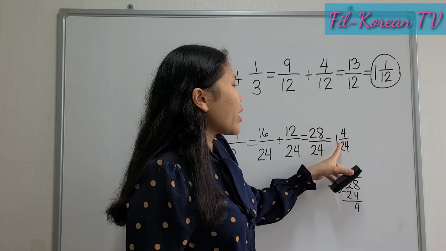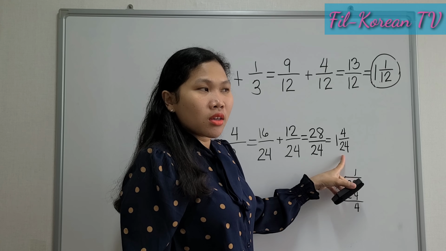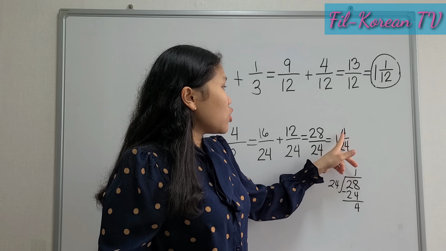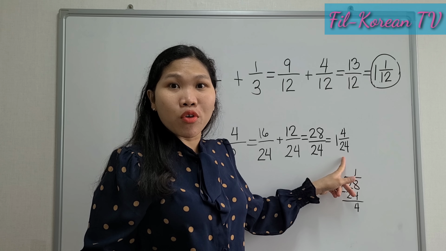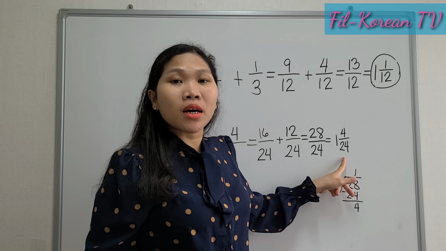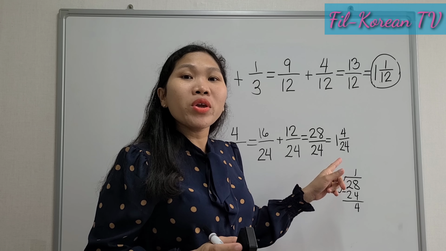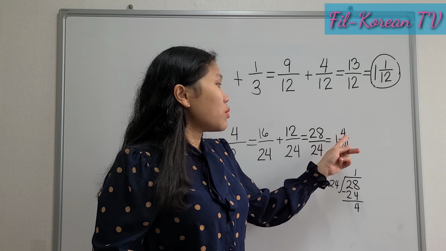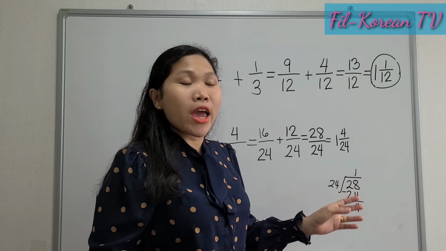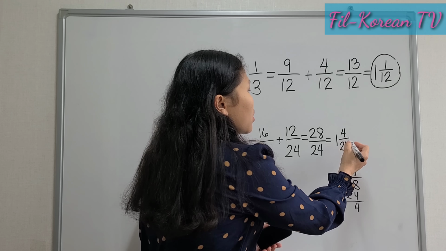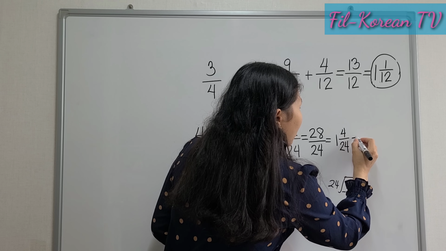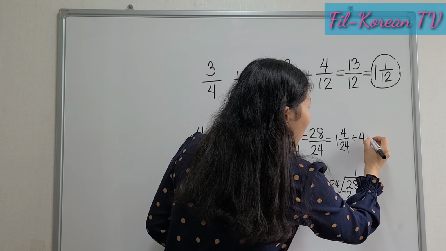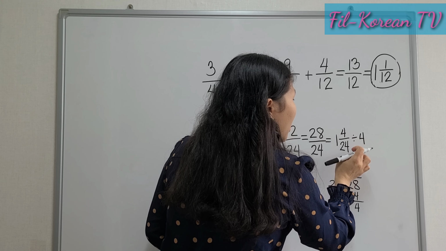The answer is 1 4/24. Whole number, fraction. Look at the fraction. The numerator is 4 and the denominator is 24. They are both composite numbers and they have common factors. So we can still reduce this to lowest term by dividing the numerator and the denominator by their GCF. So the GCF of 4 and 24 is 4. We will divide the numerator and the denominator by 4.